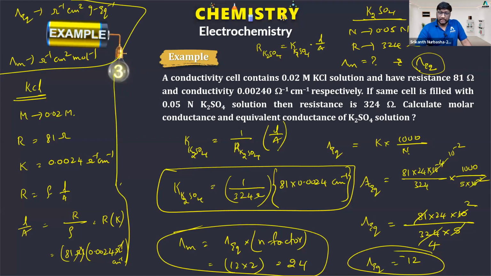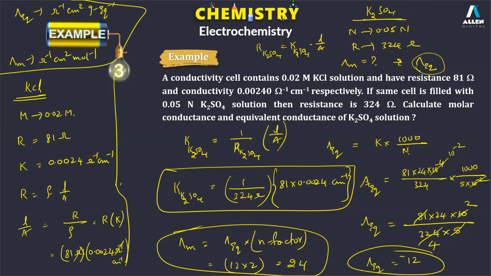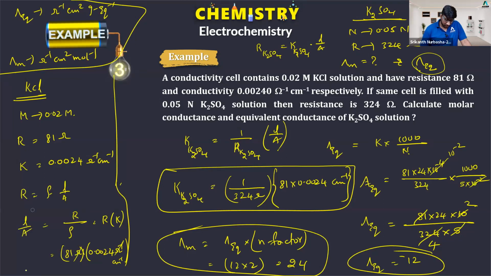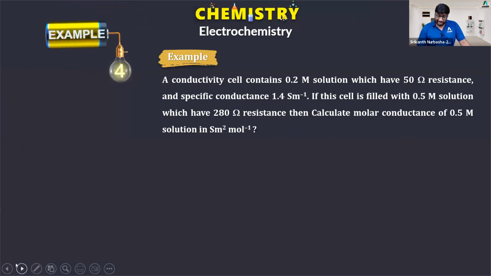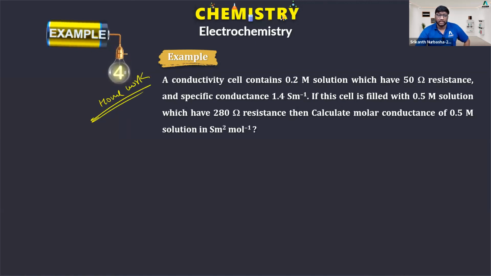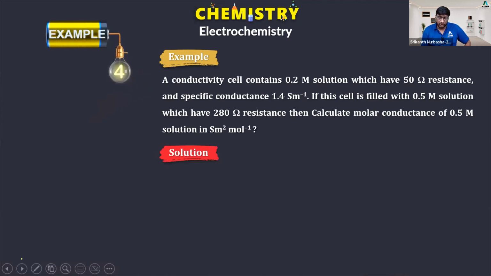Got it, students? How to calculate? Very simple questions, just we have to be a bit patient and do the calculation. A conductivity cell contains 0.2 molar solution which has 50 ohm resistance and specific conductance given. If the same cell is filled with 0.5 molar solution which has resistance, then calculate. Same type of question, nothing has been changed. Take this particular question as homework so that you can do the problem.